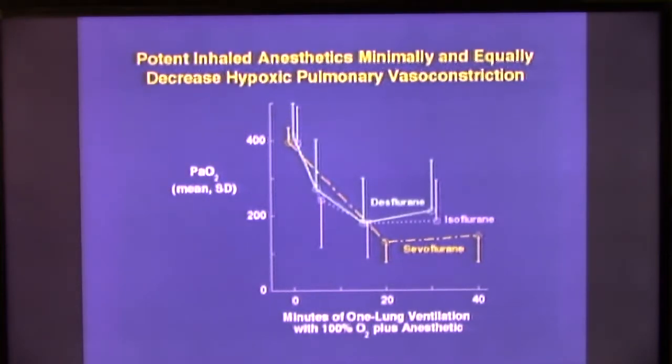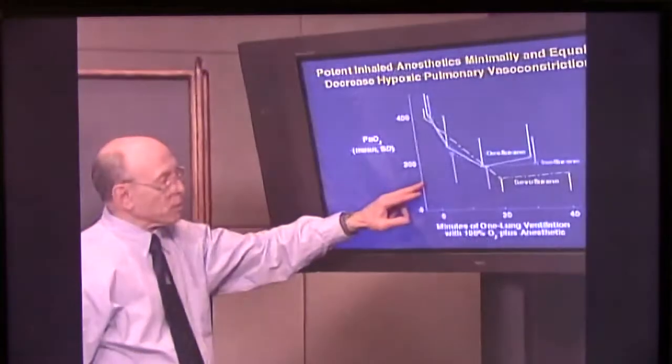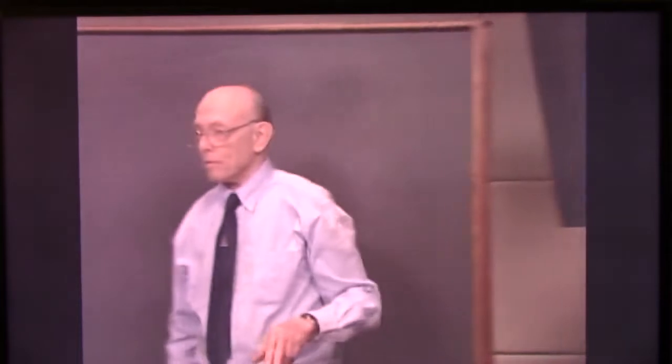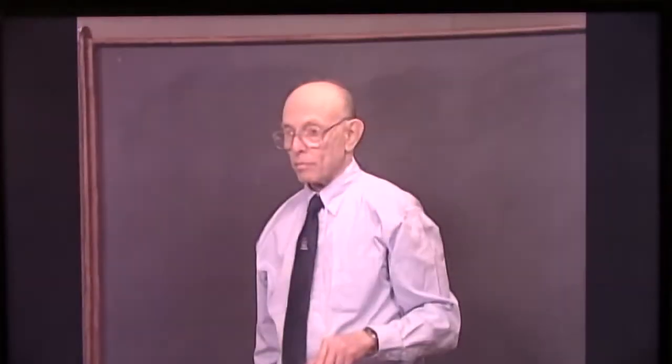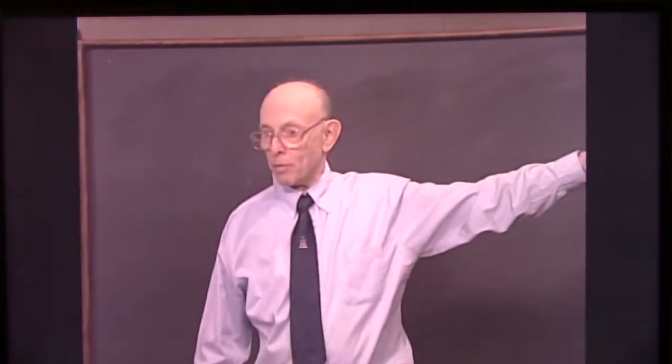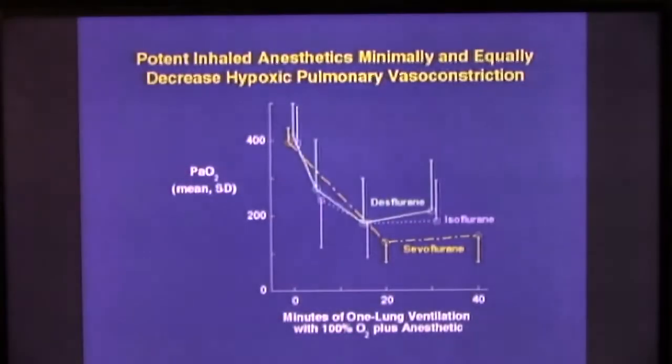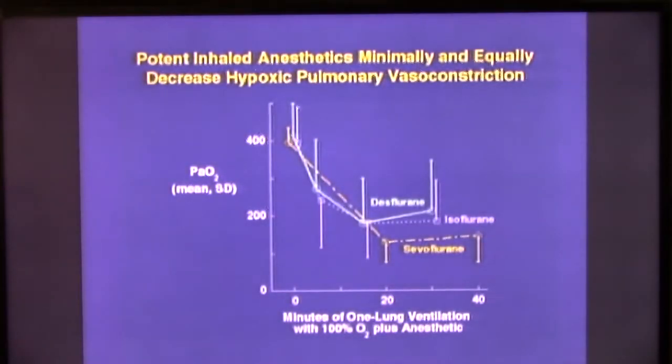You said it was minimal. How can maybe 200, 300 millimeters of mercury be minimal? Well, if you have a PaO2 of 200, you still have 100% saturation. Well, that's true, but it's still 200 millimeters of mercury. Right, but your PaO2 contributes a small part to your overall oxygenation. Your saturation would still be 100%.